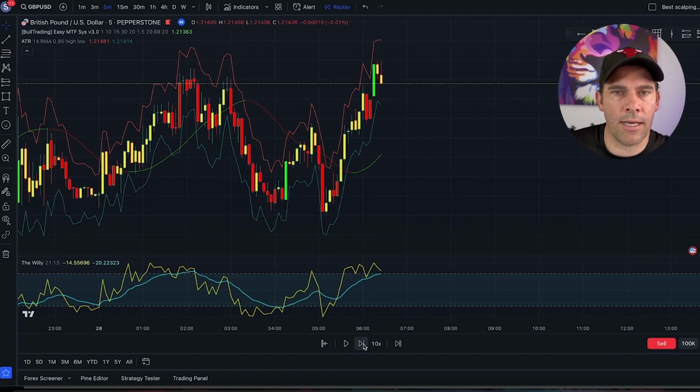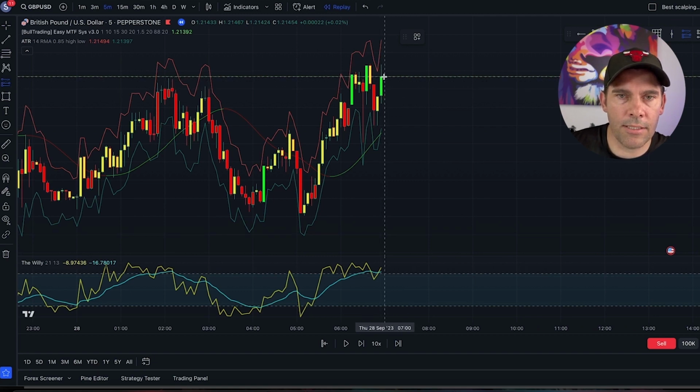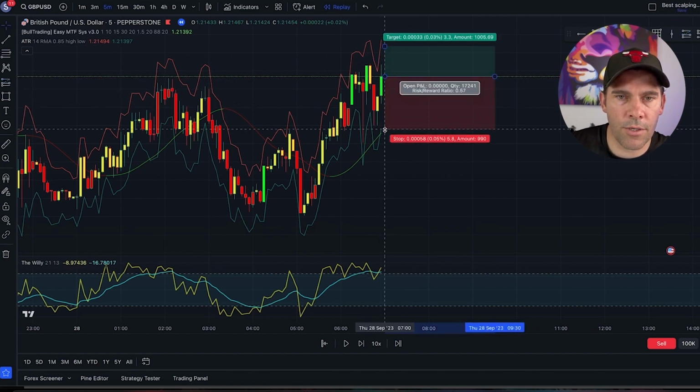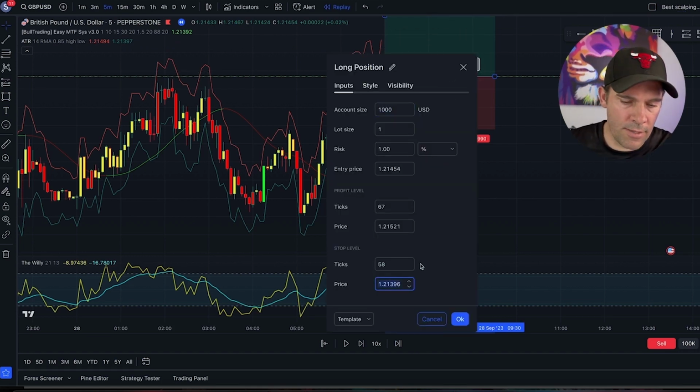Can we break that high? Okay, that's a good one there. I'm going to take this trade. It's a little bit high, but it's nice. The momentum is with us. I'm going to go to the bottom of that, and we're going to look for a 1 to 1.5.